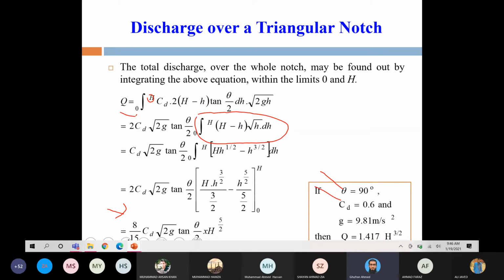If all the things are constant, say for one notch theta remains the same, Cd is 0.6 and g is again 9.81, all the things are constant here. Just by putting all these values in the formula of Q, you have a reduced form of Q, which is 1.417 H power 5 by 2. This is the reduced form of the notch in which you just need to find H.